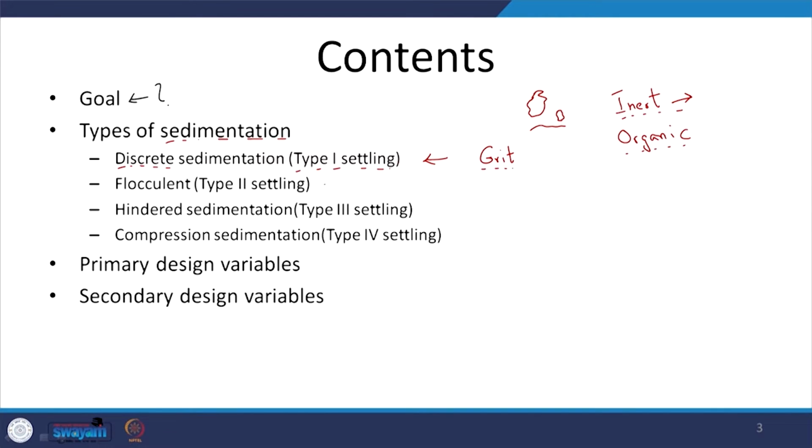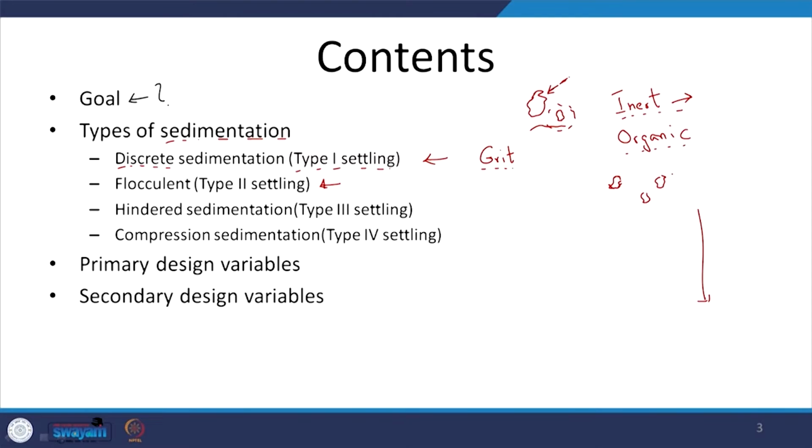The second one, which we are now going to look at in the context of primary treatment of wastewater, is when you want to remove particles which are not as big or as heavy as grit. So, you are going to look at flocculent settling, wherein these relatively smaller particles by themselves will take too much time to settle down.